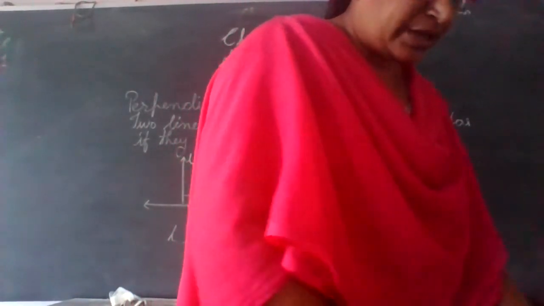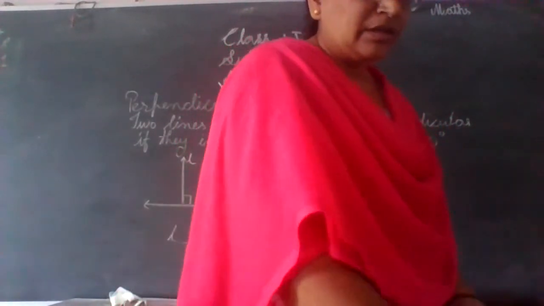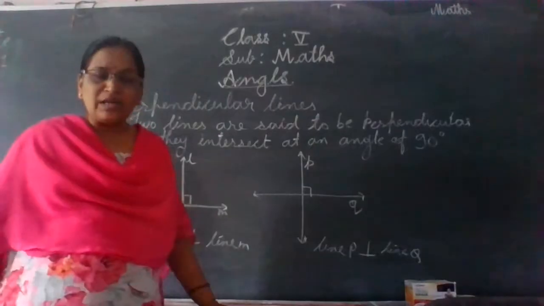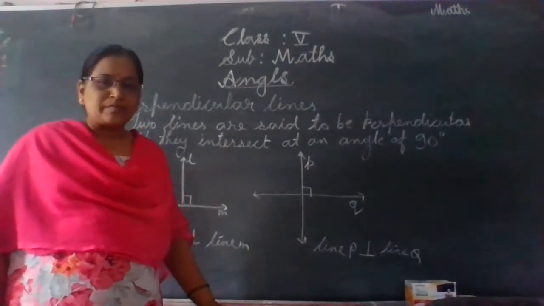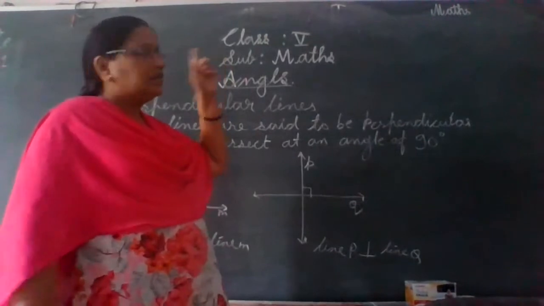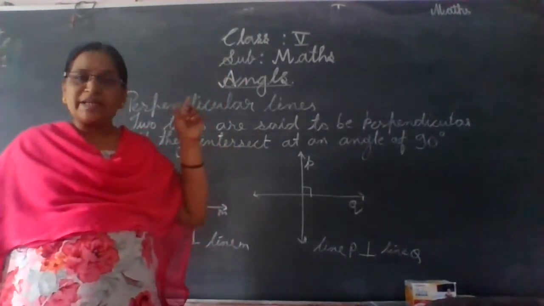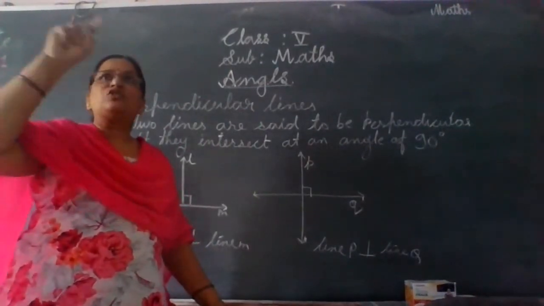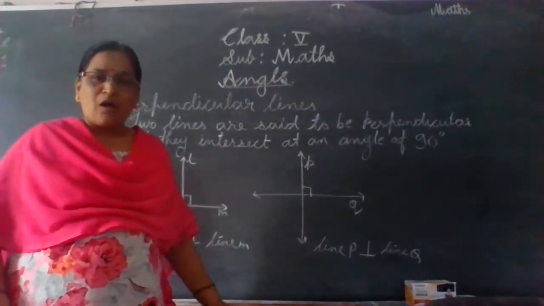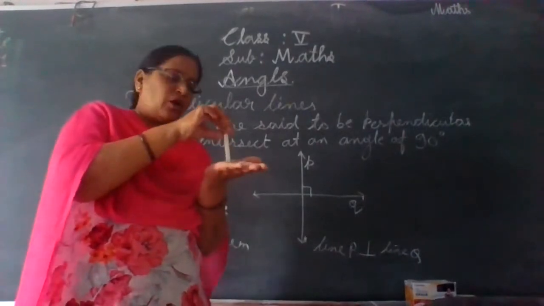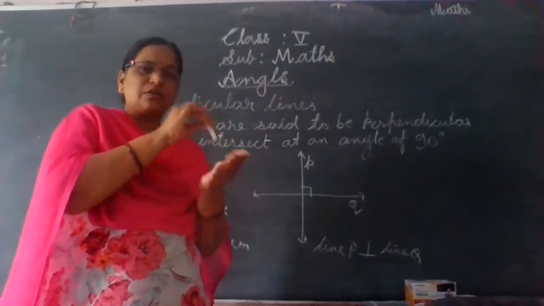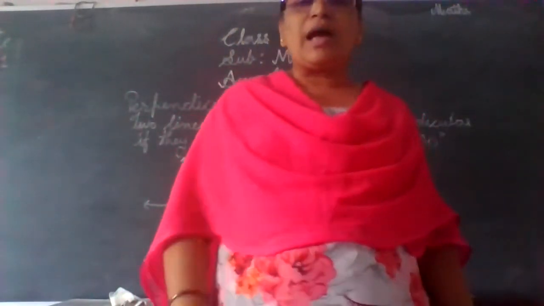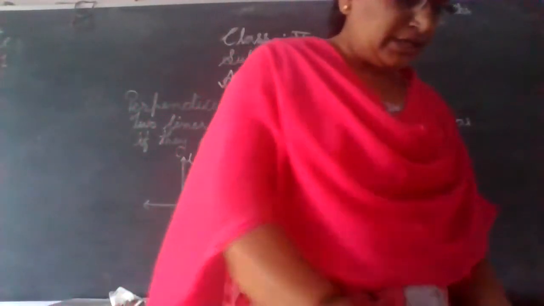Okay. So what are the examples of perpendicular lines? See beta, the two adjacent edges of your room, two adjacent sides of your roof, or a tree or a pole standing upright on the ground are perpendicular to each other.